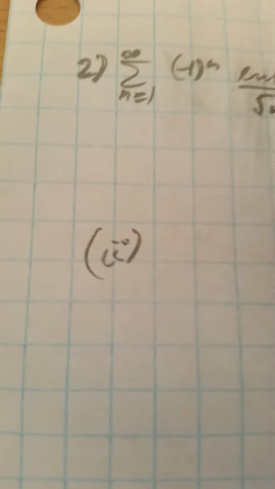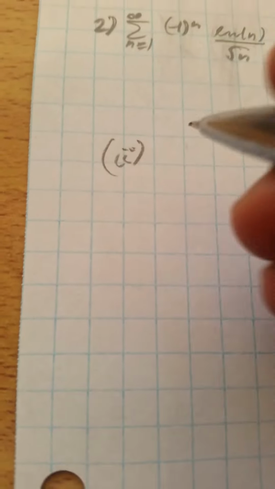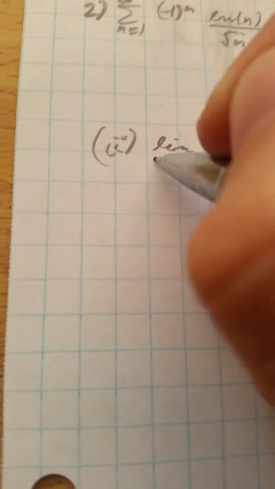Now we have the second condition, which said that the limit of the function b of n as n approaches infinity must equal 0. So we have to also test that one. So for that, we have the limit as n approaches infinity of ln of n over square root n.